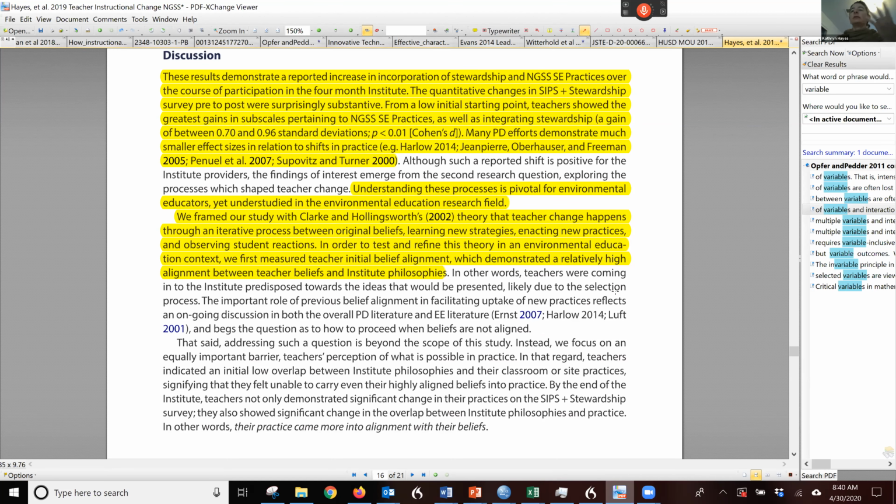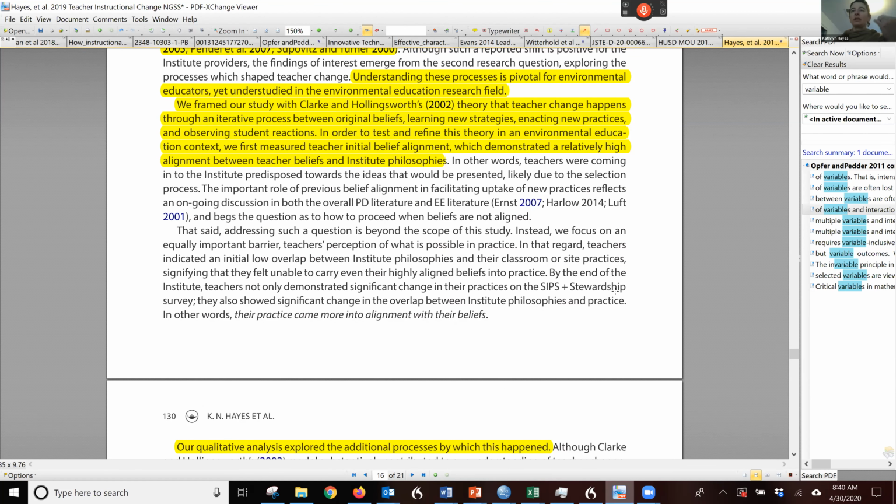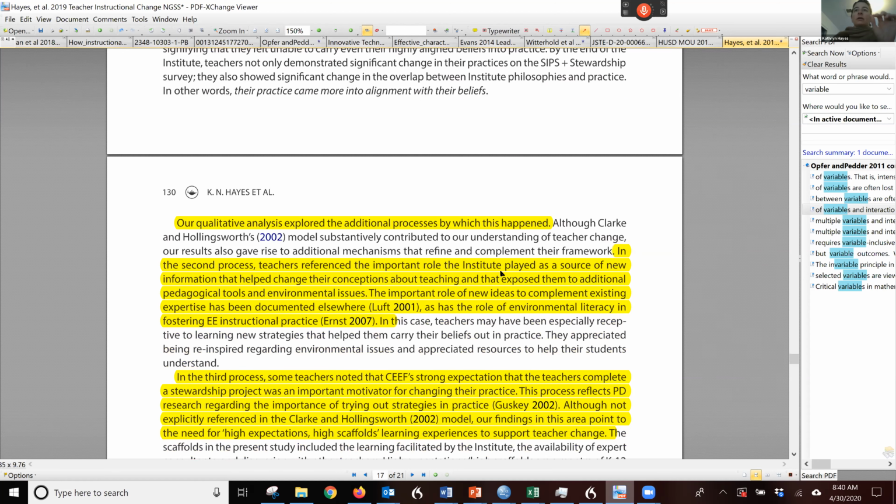All right, now I go on and give a little bit of detail. You can certainly look at this yourself. Again, continuing to summarize the findings here. Our qualitative analysis explored the additional processes by which this happened. And then now I'm going to talk about each process. In the second process, and I know you looked at these a little bit more closely in the findings, the teachers referenced the important role the Institute played as a source of new information that helped their conceptions. And then I tie it to the literature.